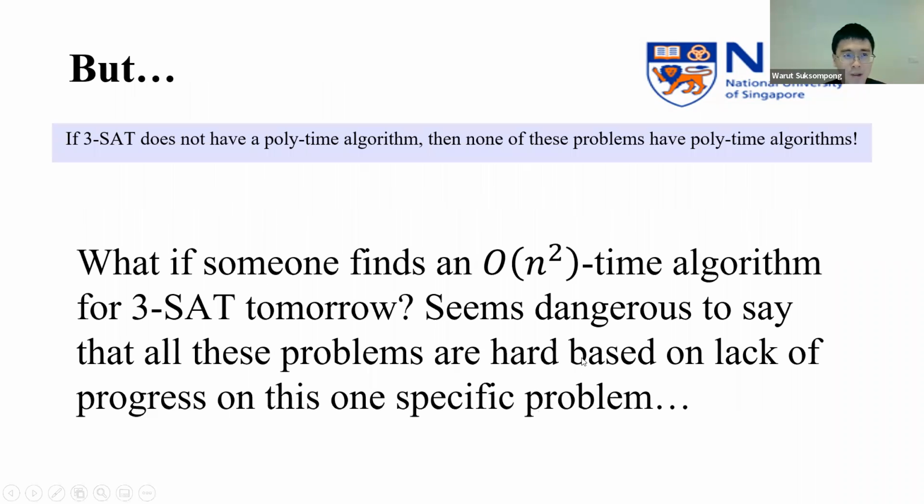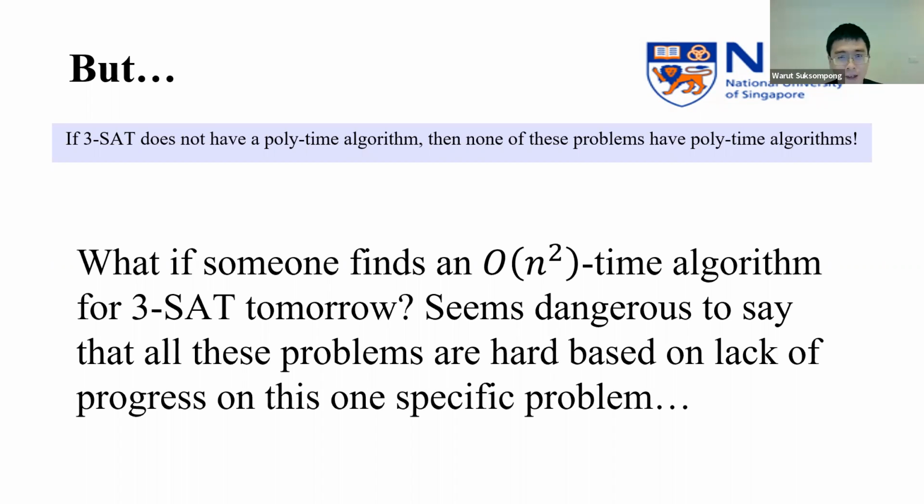But if you think about this, right? This implication says, okay, if 3SAT doesn't have a polytime algorithm, then none of these problems would have polytime algorithms. That's fine. But what if someone finds an order n squared time algorithm for 3SAT tomorrow? Then what would we have from this implication? We would have nothing, because this implication is based on the assumption that 3SAT does not have a polytime algorithm. If there's a polytime algorithm, then these reductions so far would tell us nothing about other problems.